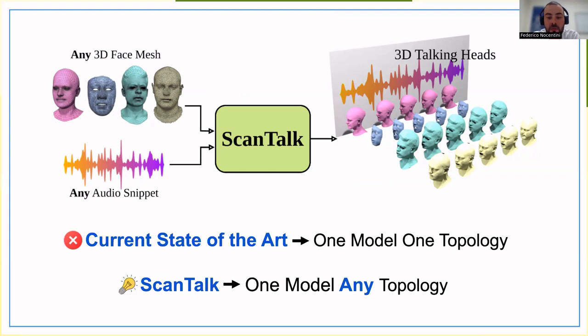Current state-of-the-art methods are bounded by topology limitation. The topology is the number and order of points that represent the 3D face. So in current state-of-the-art methods, one model can animate faces in only one topology. With ScanTalk, we developed a novel system that is able to animate 3D faces in any topology with the same model, independently from the order and the number of points that represent the 3D face.